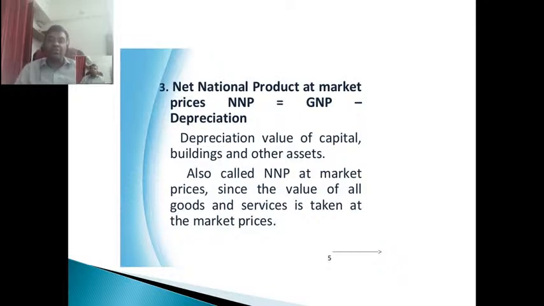Depreciation is nothing but decrease in prices over a period of time. Maybe infrastructure, price of equipment, whatever you have. Depreciation value of capital, building and other assets. Also called NNP, net national product at market prices, since the value of all the goods and services is taken at a market price. That can be a market price and there can be a factor price. So you have to read the full sentences to get this question. Net national income or net national product at market price or factor price.